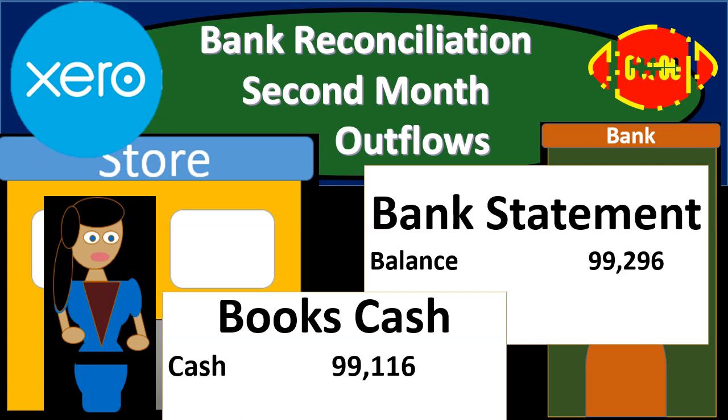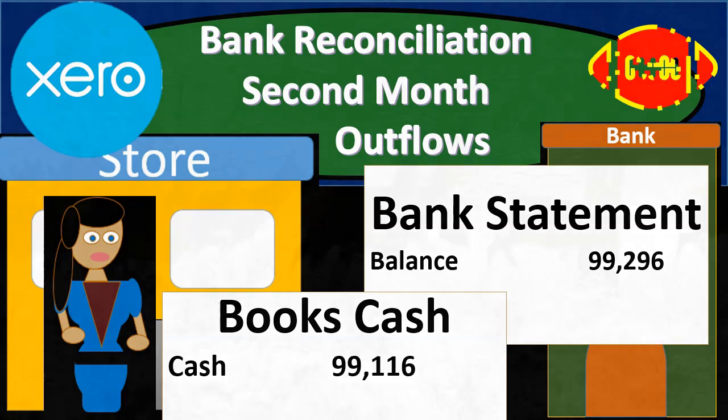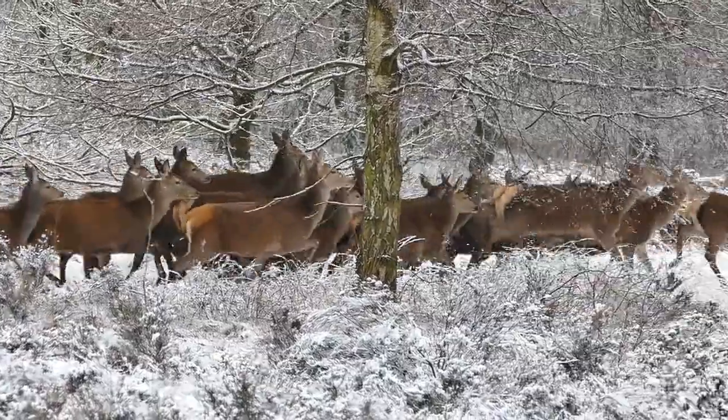In this presentation, we're going to continue on with our bank reconciliation for the second month of operations. Last time we looked at the deposits. This time we're going to look at the checks and other outflows. Here we go with Xero.